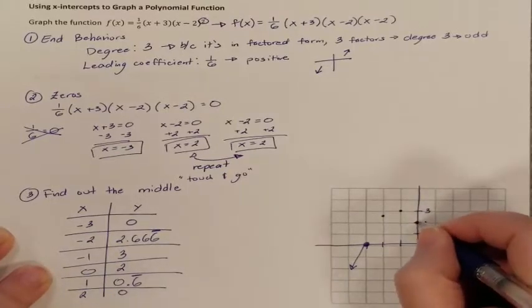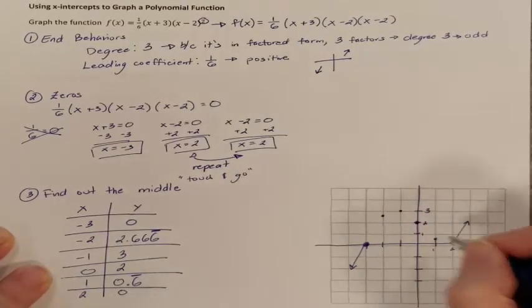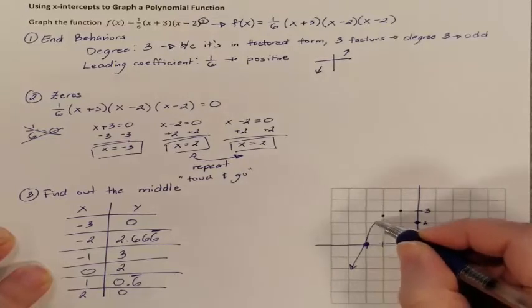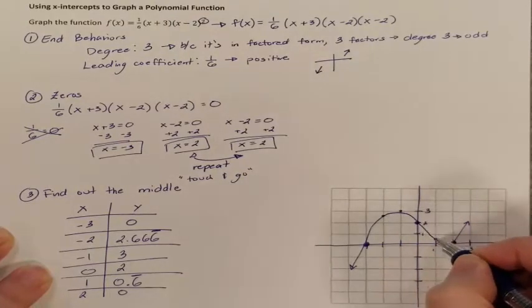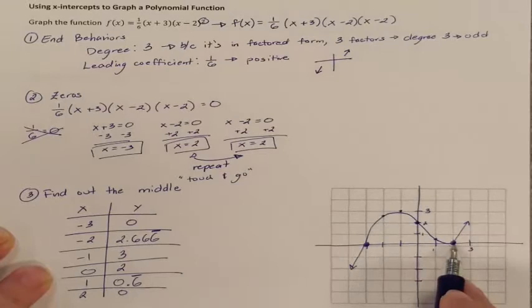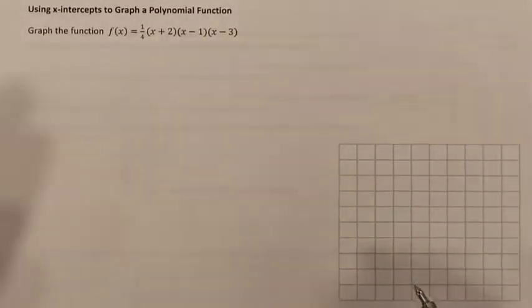0, 2.1.6. So I can see that my graph looks like this, and I had to make sure that it was a touch and go because he was a repeat. And I finally have the fully complete Desmos looking graph. So let's go ahead and look at problem number 2.